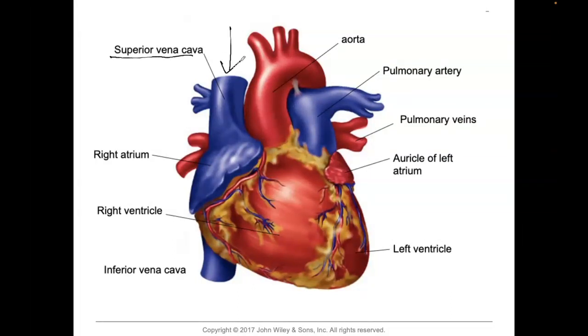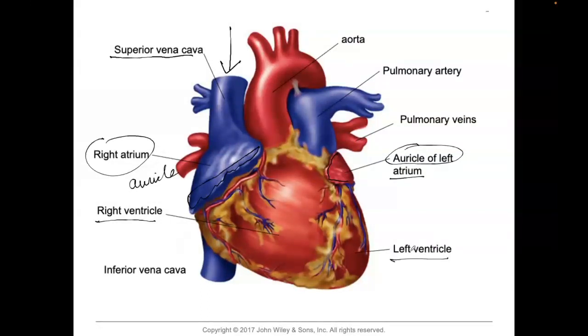Remember, that's bringing deoxygenated blood into the right atrium. This little flap right here that looks like a dog's ear, that little flap is a reservoir. They call it an auricle. There's a right auricle and you can see on this side right here, a left auricle. But in general, we have the right atrium on the bottom, we have the right ventricle. On the left-hand side, left atrium, left ventricle.